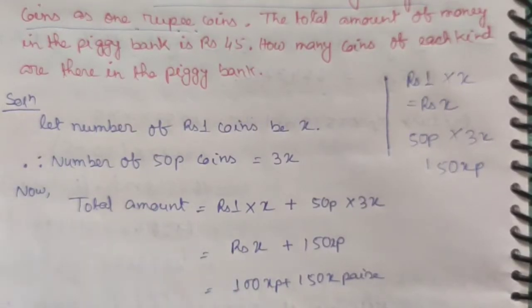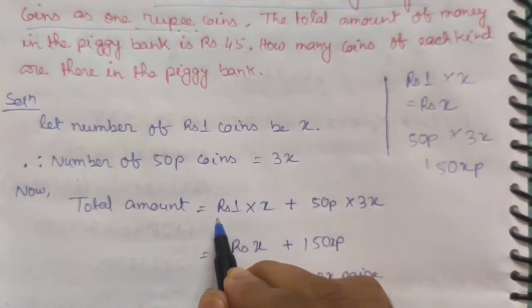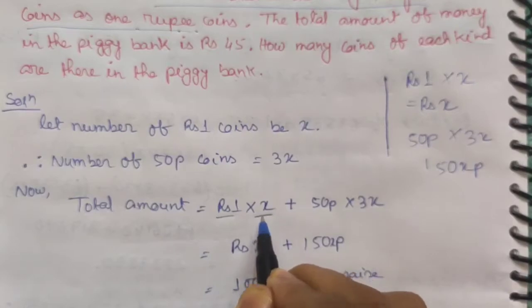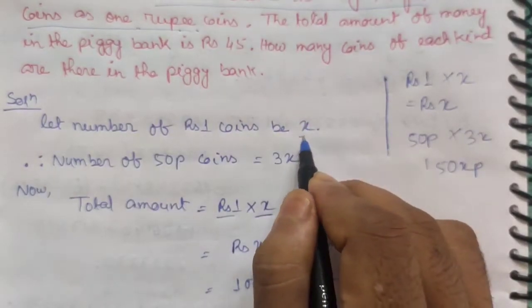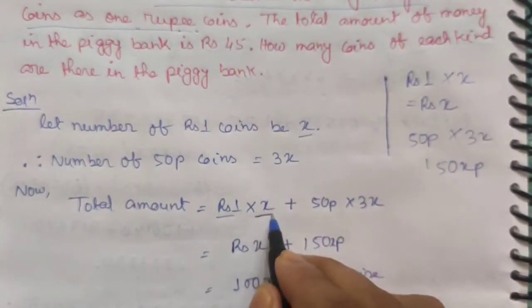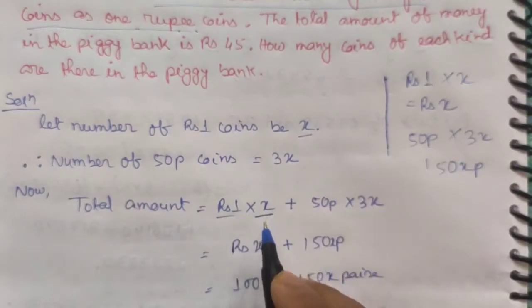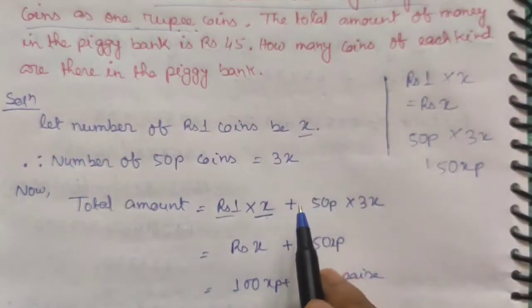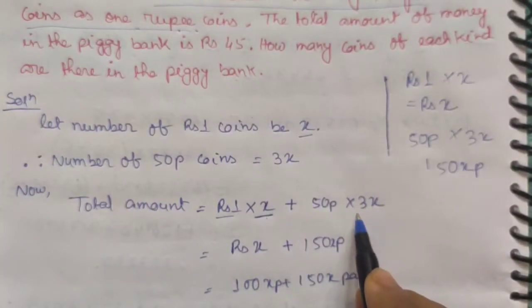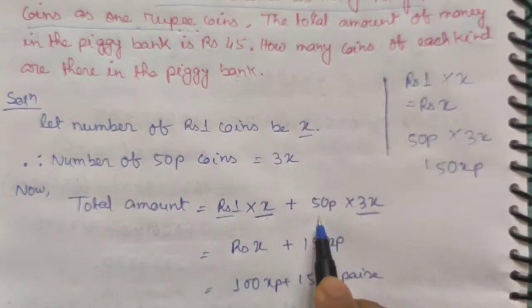Total amount, मतलब सारे पैसे कितने होंगे? So we have multiplied rupees 1 with the number of coins. The number of coins is x, so we have multiplied rupees 1 with x. Then the 50 paise coins, how many? It is 3x, so we have multiplied with 3.